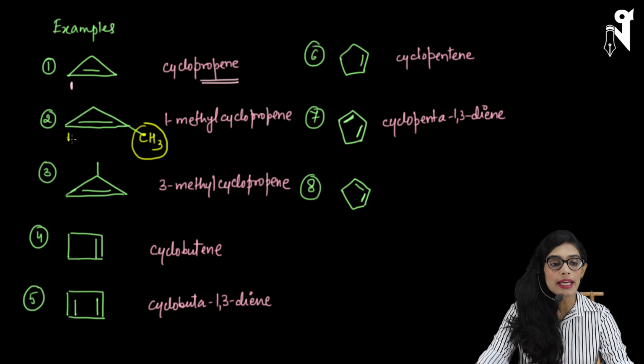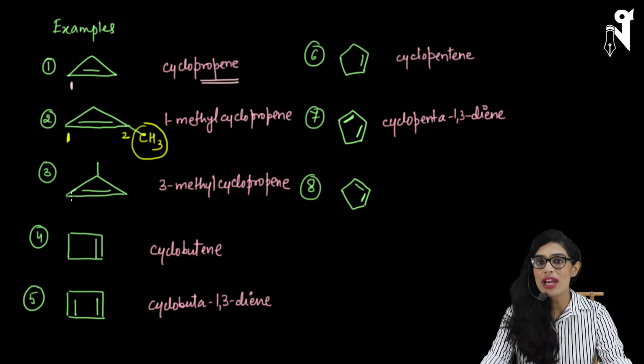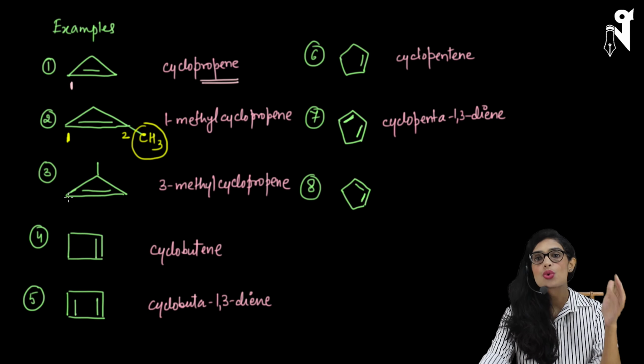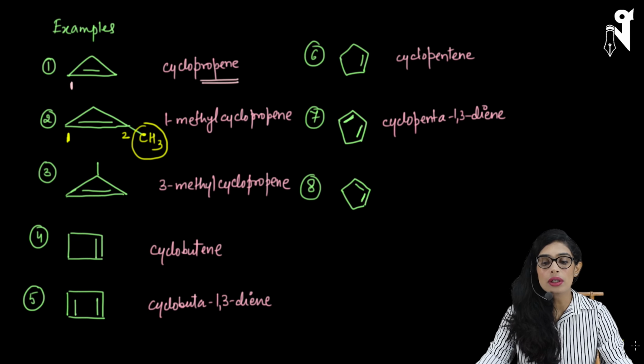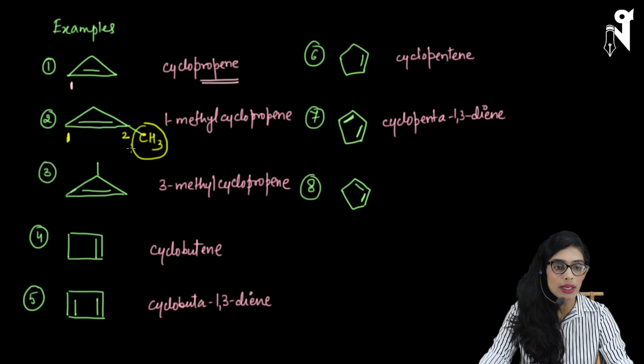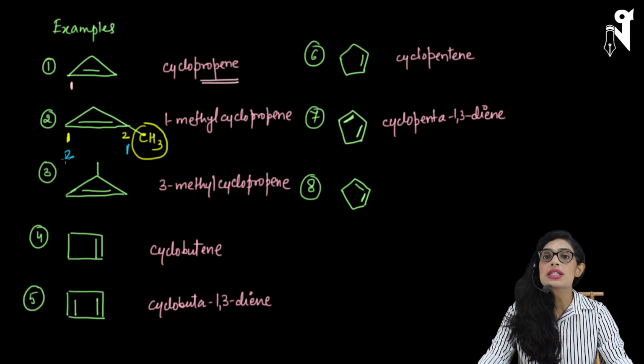So I have two options. I can put 1 here and 2 here, because the double bond carbons have to be positions 1 and 2. Either I can put position 1 here and 2 here, or the other way, 1 here and 2 here. Now which one is preferable?